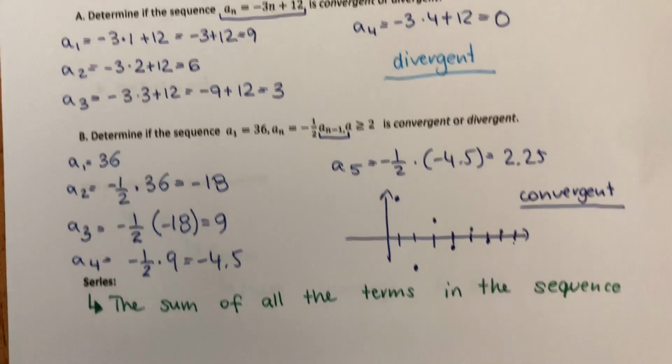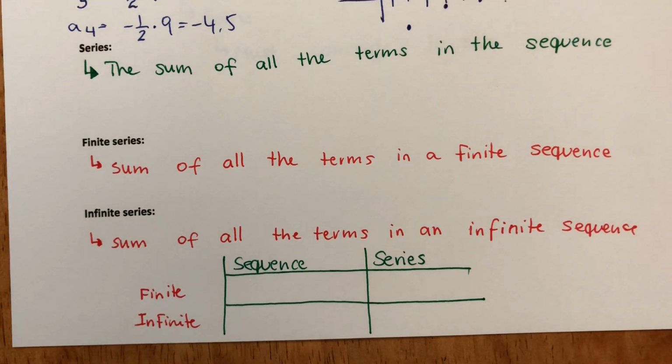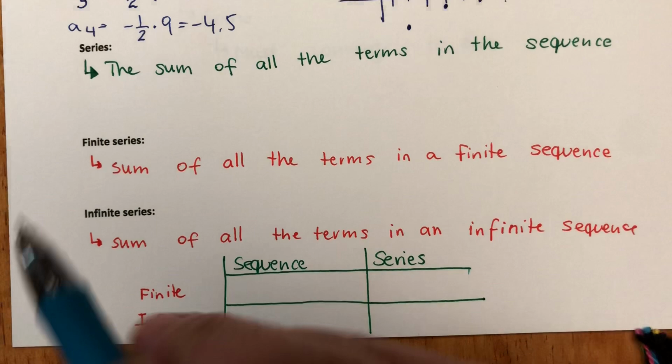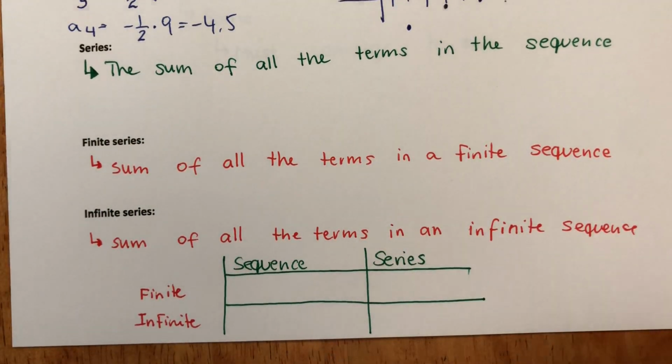All right, let's take a look at the series. There's a lot of new information on this paper. If we look at the series, a series is the sum of all the terms in a sequence. So far we were talking about sequences. Now if I take the terms of the sequences and add them, that is going to give me a series.